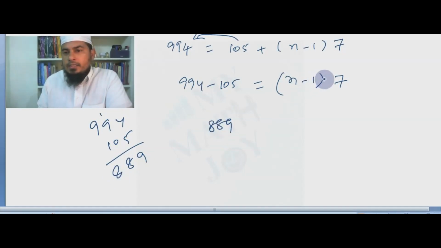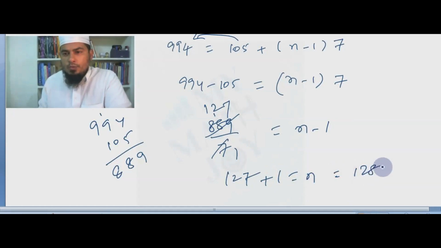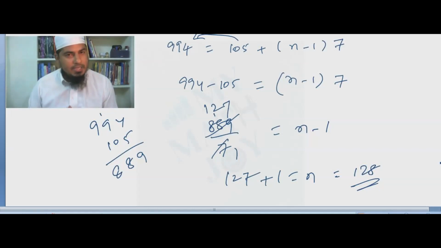889 and 7 transposed; divided by 7 is equal to n minus 1. Cancel 7 times 1, 7. 1 left; 7 times 18 is 126, 7 times 2 is 14, 4 left, 7. So 127, minus 1 is transferred to the right side, plus 1 is equal to n, 128. 128 is the number of 3-digit numbers which are divisible by 7.